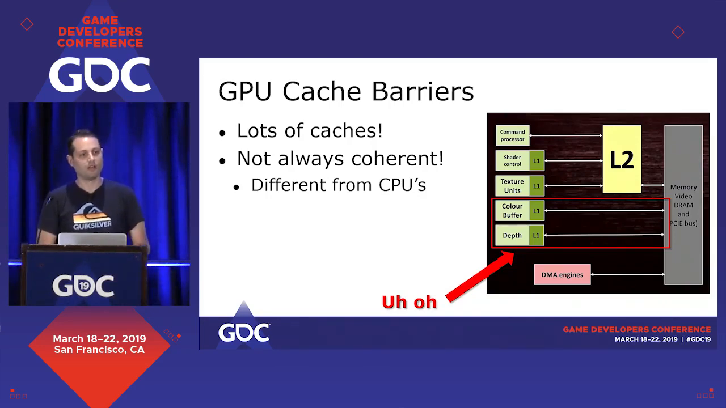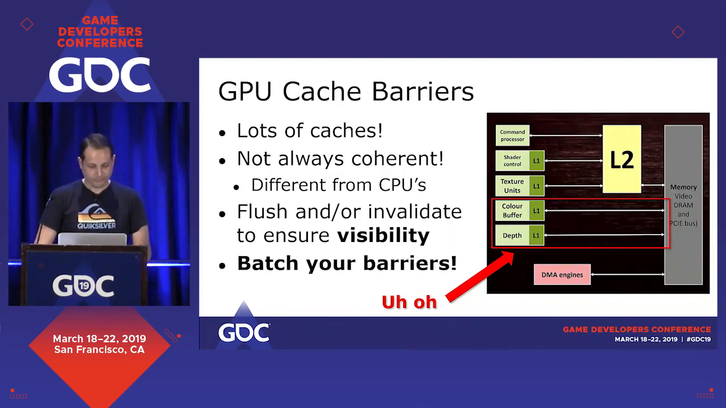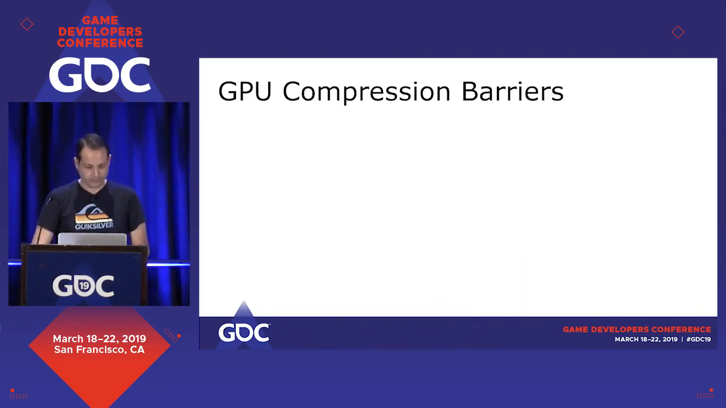So if you imagine you're writing to a render target, it's going to go through that color buffer L1. But then if you wanted to read from that render target, the texture unit L1 goes through L2, and so that L2 may have to be invalidated, and the color buffer L1 may need to be flushed out to main memory in order to ensure that the render target data has the proper visibility. So this is another thing that might happen as a result of a barrier. And then of course, like Dominic said before, it's always important to batch your barriers, because if you're going to flush your cache, it's better to do it once than to do it 8 times in a row for no reason.